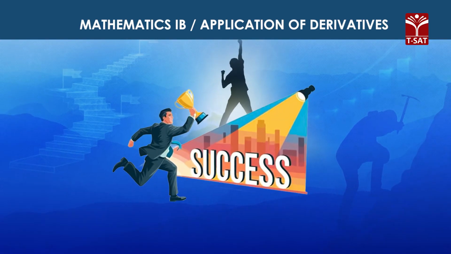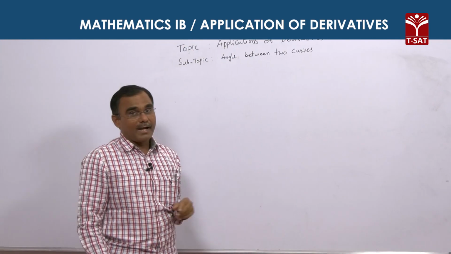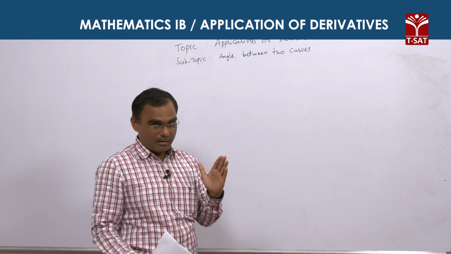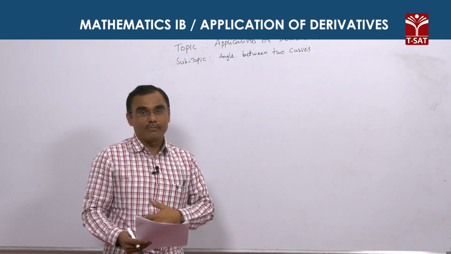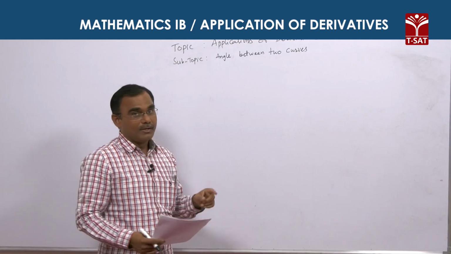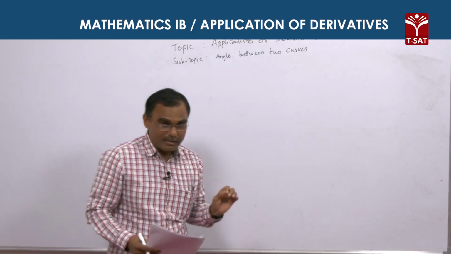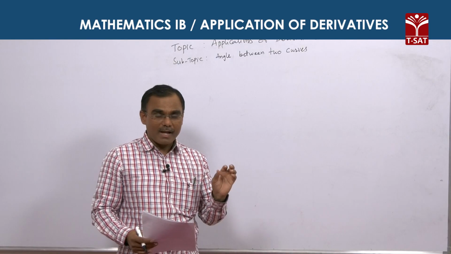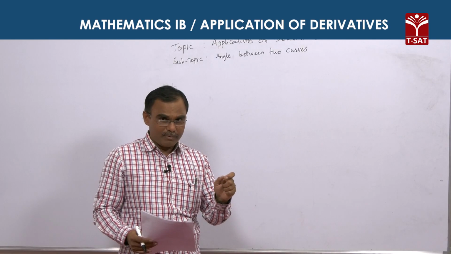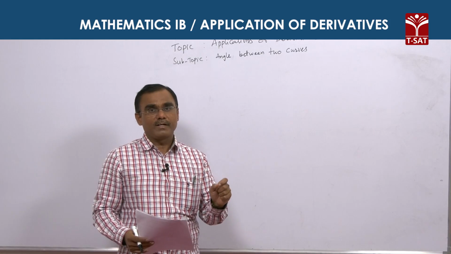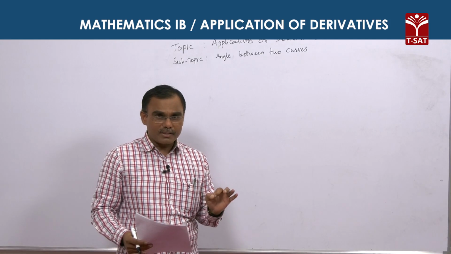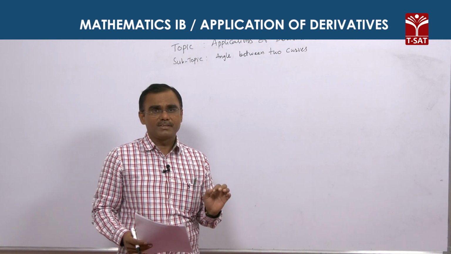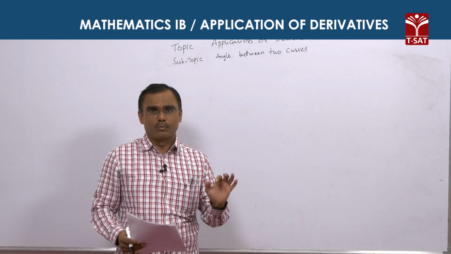This is the correct answer. In this part, the subtopic is angle between two curves. If two curves are orthogonal, then what condition do we get? We observe the angle between the two curves. How do we find the angle between two curves? First, find the intersecting point. At the intersecting point, we draw the tangents. The angle between the tangents is defined as the angle between the two curves.